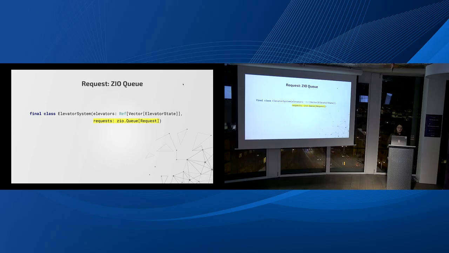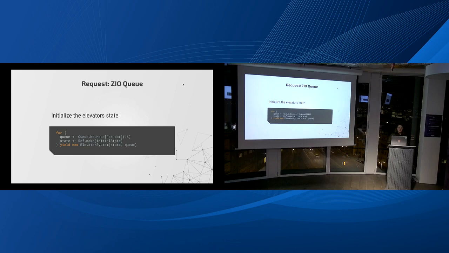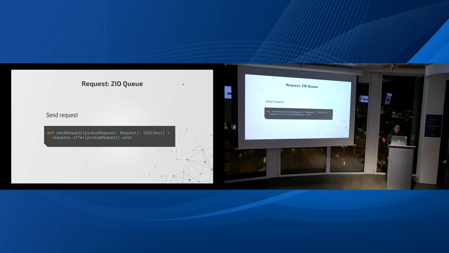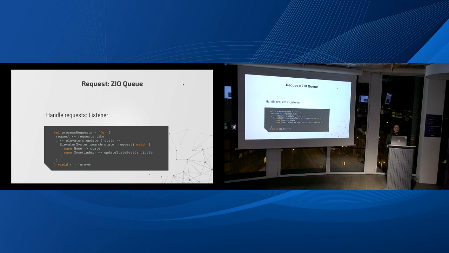So now we can define our requests as a ZIO queue, and to initialize it we can do queue.bounded. And to send the request, we only need to call .offer. And the listener will take the requests forever. You can see here forever. It will listen forever to the upcoming requests. And at the same time, when we take the request, we look up the best candidate to serve this request.